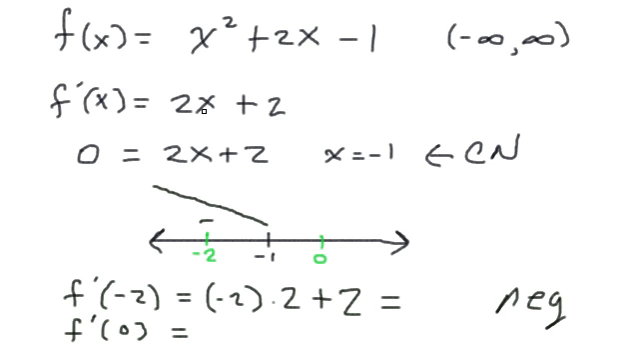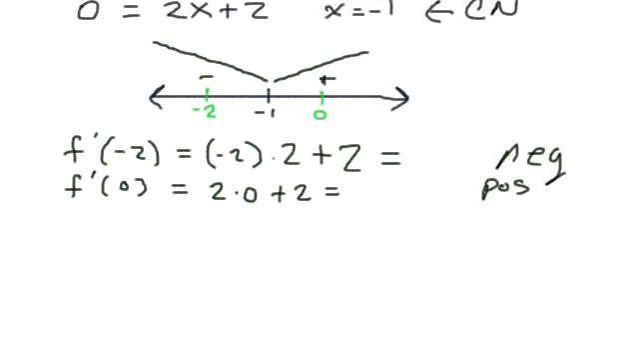So we're going to have 2 times 0 plus 2, and that's going to be 2, so that's positive. Right, so I'm going to put a plus sign here, and that means that the graph is increasing. So we have decreasing and then increasing, so you can see here that this is going to end up being a minimum, a relative min. Okay, this is going to be a minimum at -1.